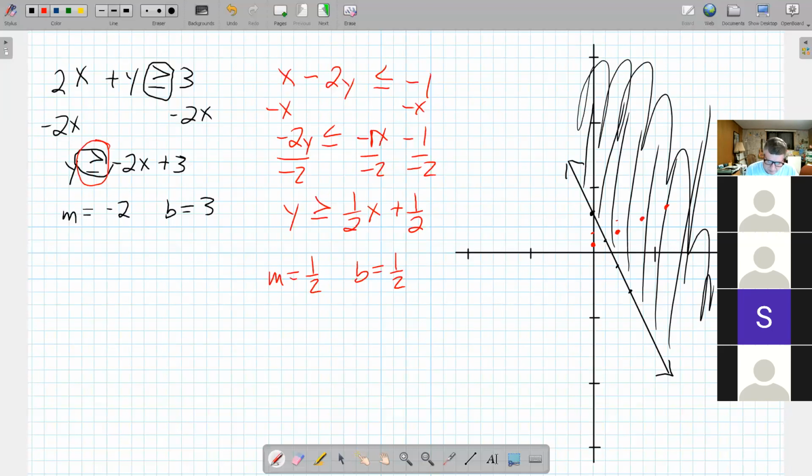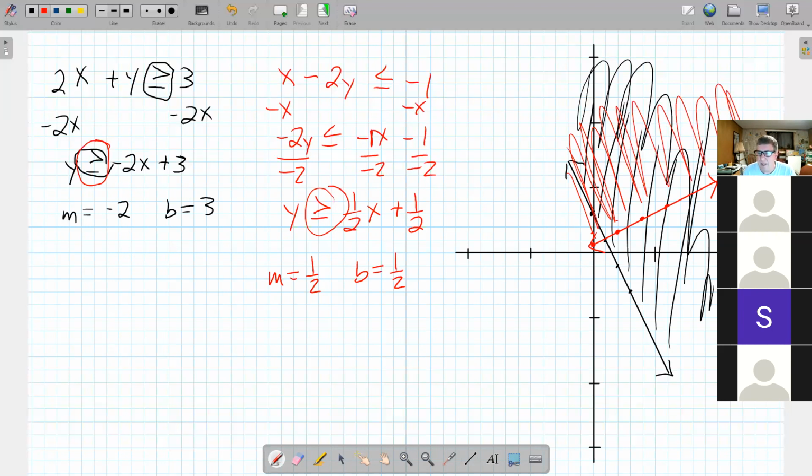Now, it's y is greater than or equal to. So again, I want a straight line passing through those points. But it says, what does it say? It says y is greater than or equal to, so we're talking above.